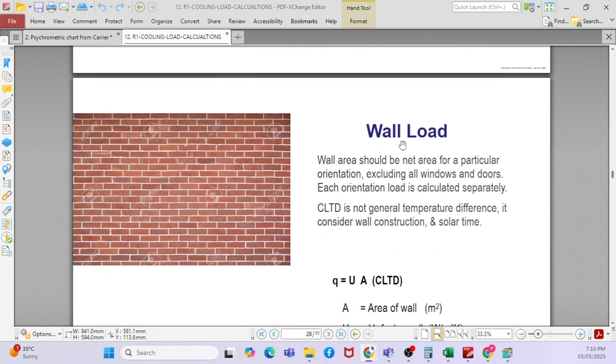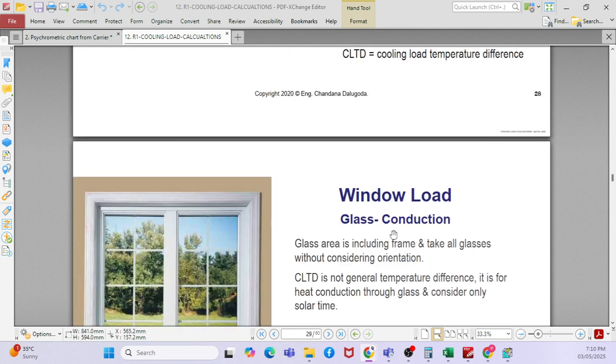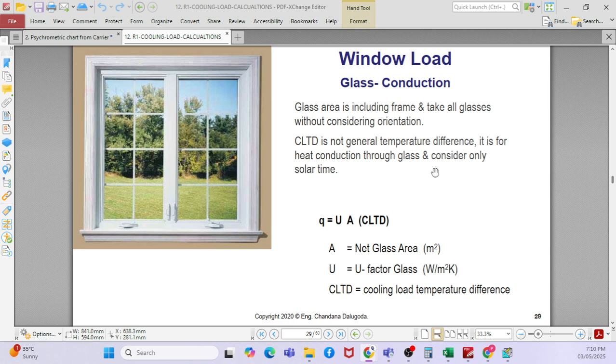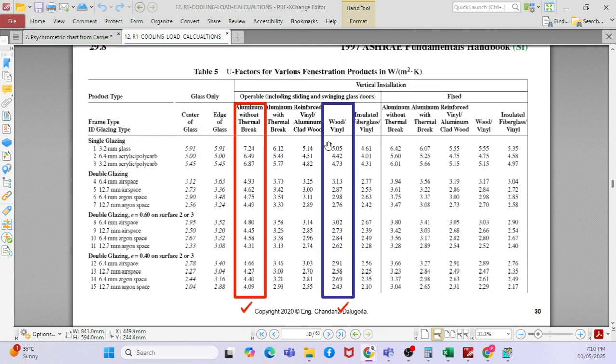And there is the wall load, it's the same, Q equal to UA CLTD, right? Then window load, glass conduction. This is conduction heat, so the same equation, Q equal to UA CLTD. Whenever you have conduction, you will use this equation, right? Then this is the U factor for various fenestration products. Different products have different U values, right?